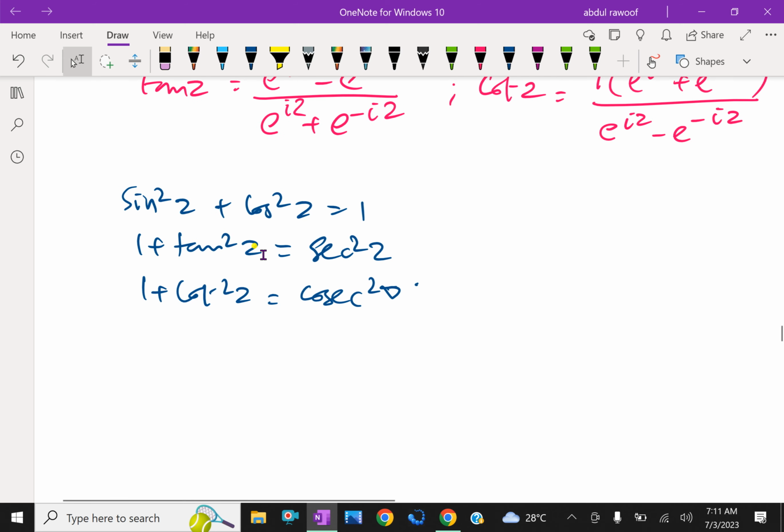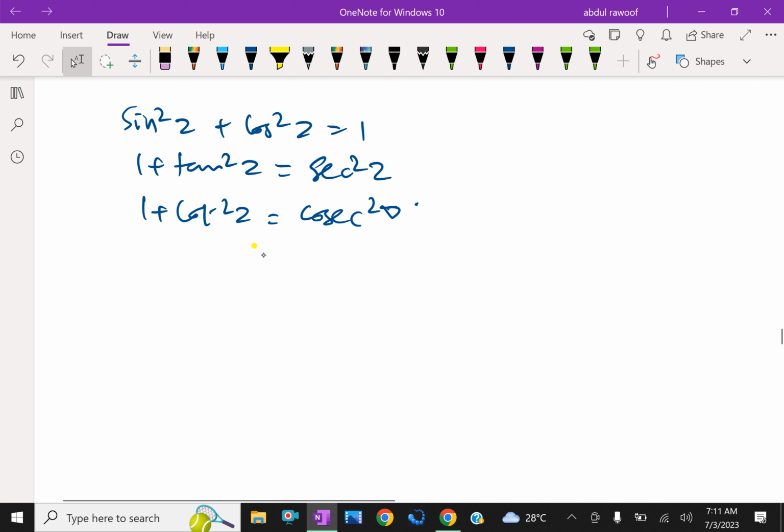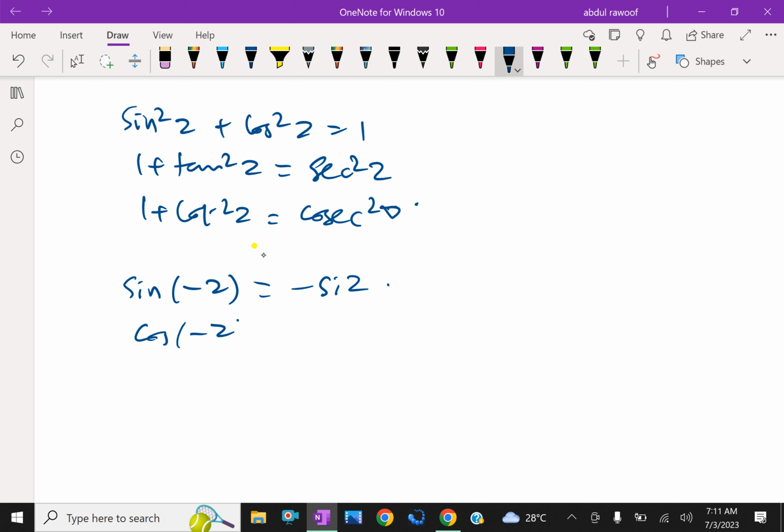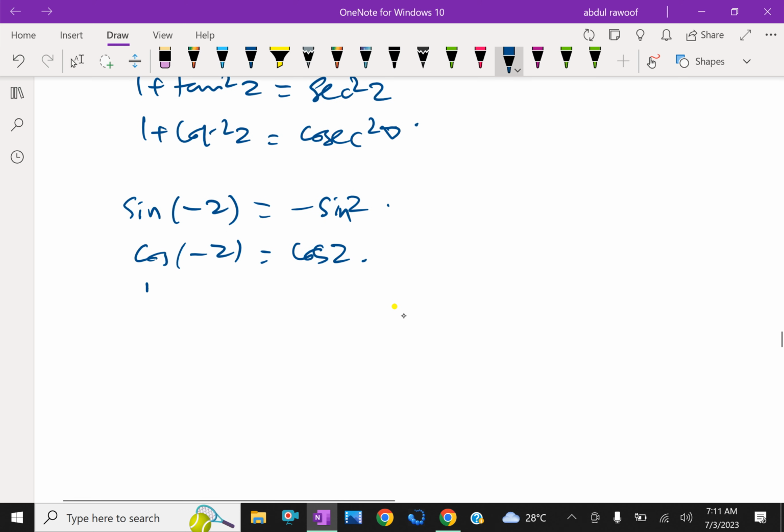Now minus functions, like sine of minus z equal to minus sine z. Same for cos of minus z equal to cos z. Now tan of minus z equal to minus tan z.